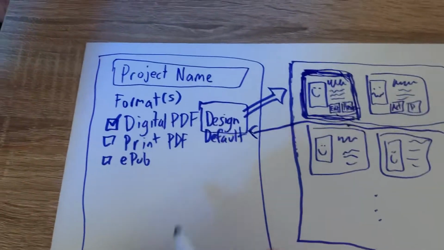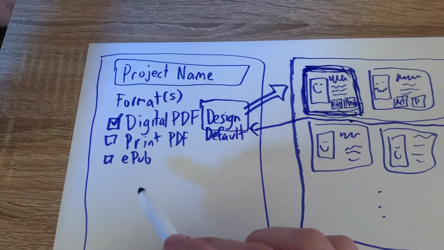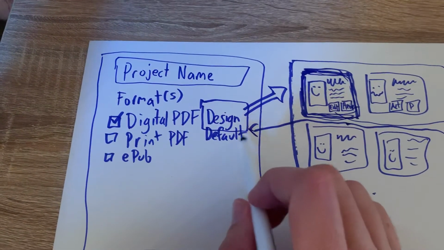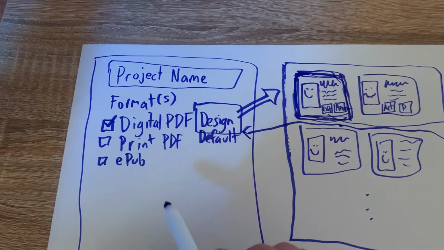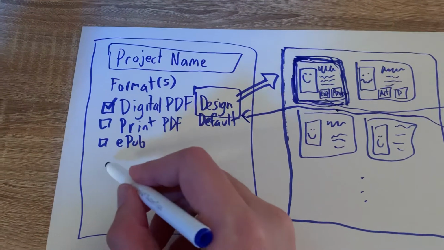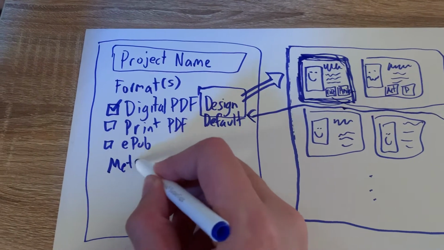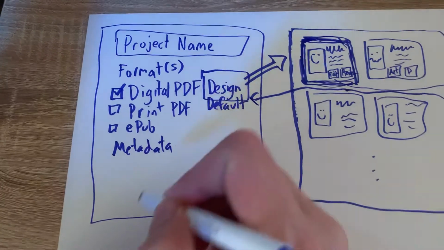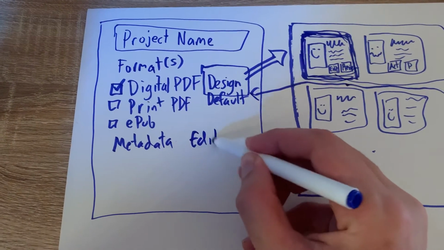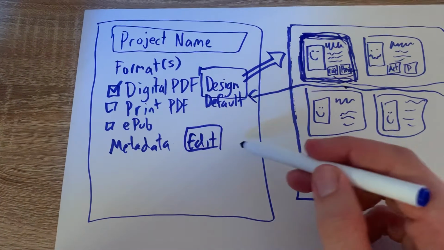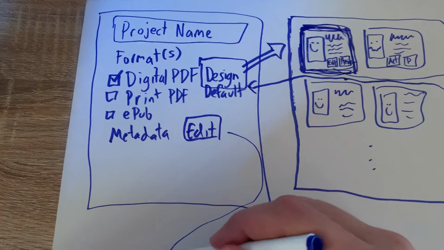And then you'd come back to this first page here, which still has your project name, your formats. Your design would be updated, like if you changed it to a different design or not. And then there'd be metadata, another section, and so you'd be able to edit the book metadata, and there'd be a link there. Let's send you off down here.